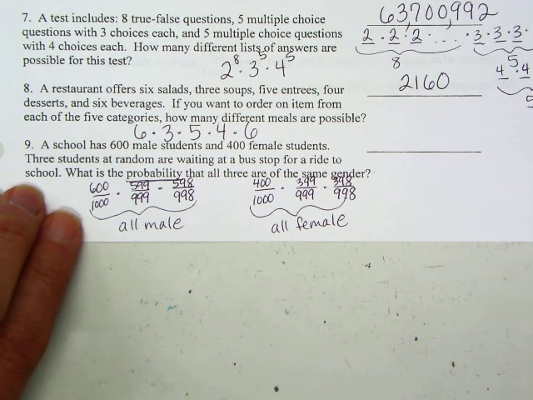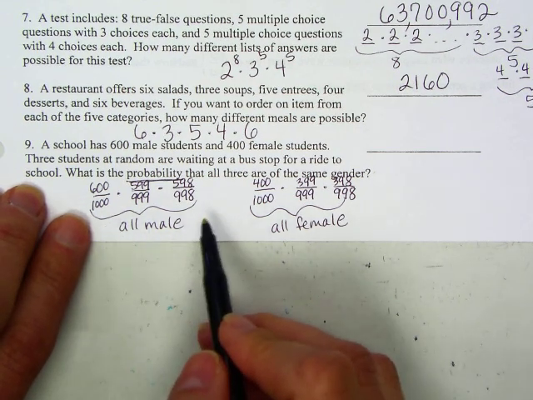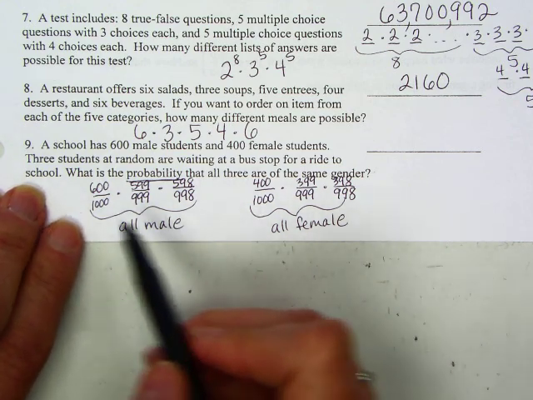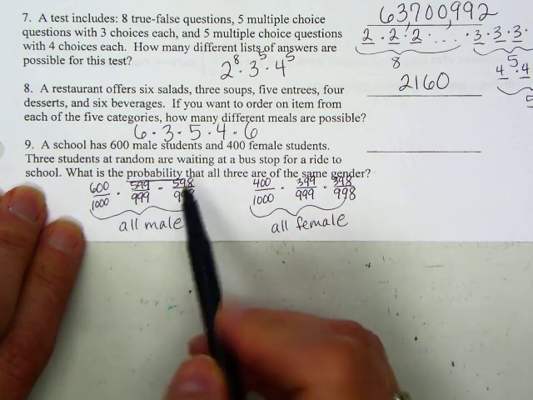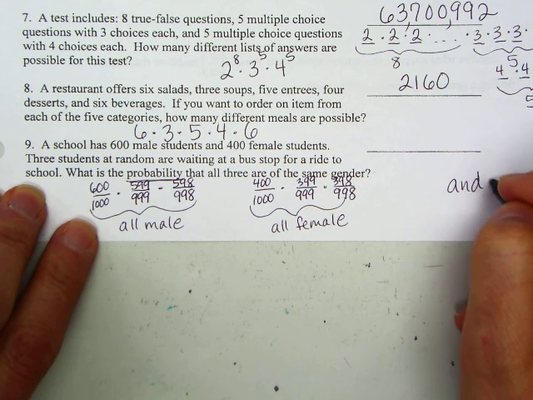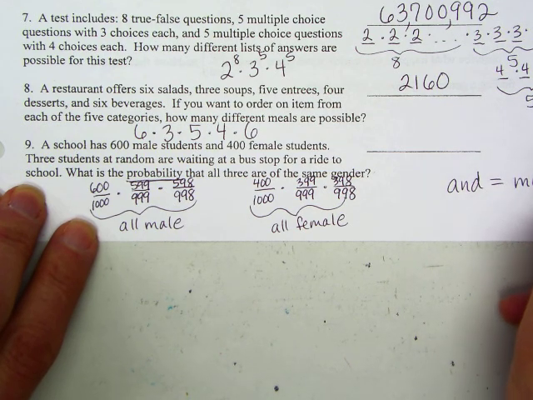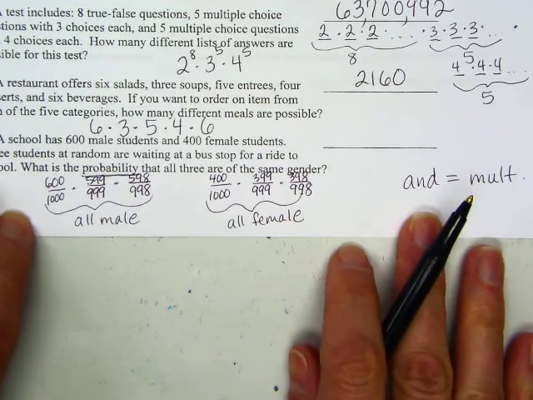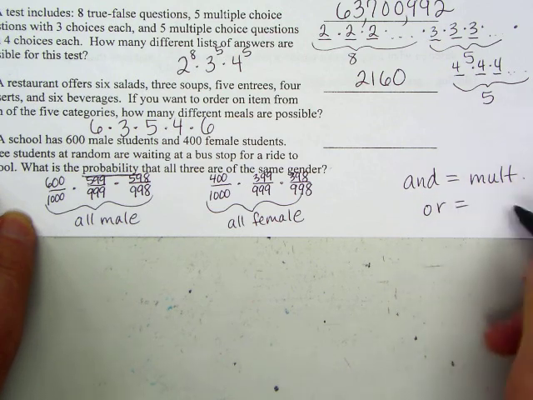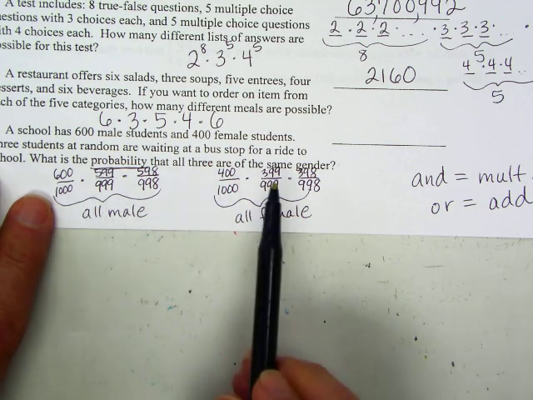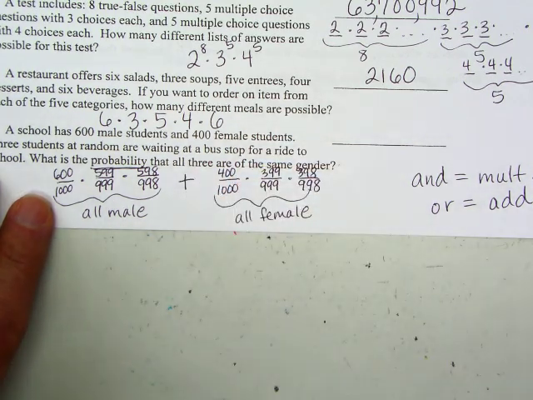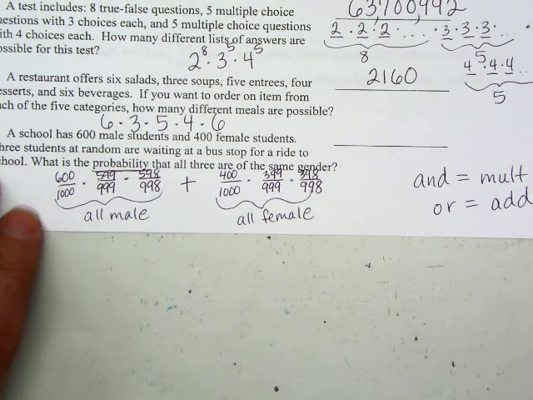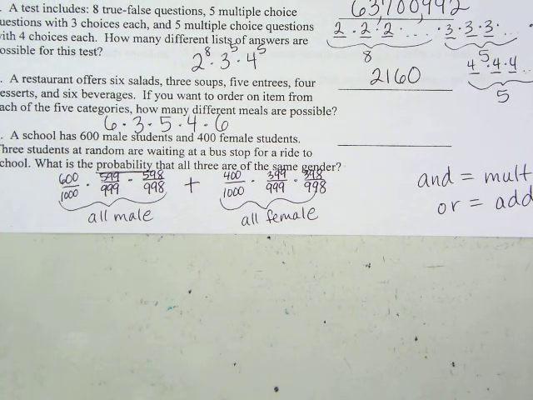Okay. Now, one more word here is that the group could be all male or all female. Now here I've got a male and a male and a male. When you hear the word and in probability, it most often means multiply. Again, I've got a male and another male at the bus stop. Sorry, and means multiply. When you hear the word or, that means add. So here I've got a male group or a female group, so I do add those together. All right, figure out what the correct answer to number 9 is, please.